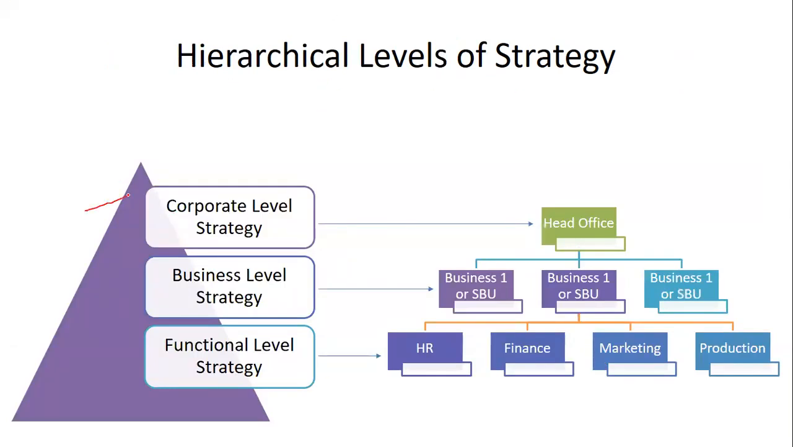So here also you can get a question on the levels of strategy. We have functional level strategy, business level strategy, and corporate level strategy. When we talk about functional level, it covers functions like HR, finance, marketing, production. Business level is the subunit or department-wise, and corporate is the head office.